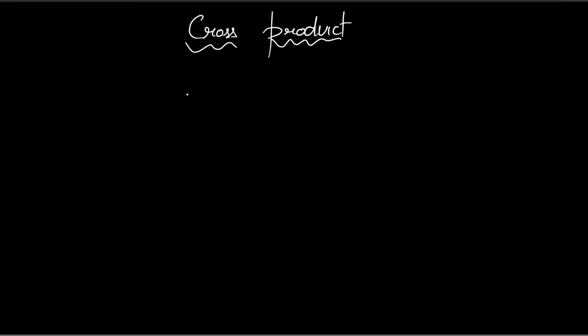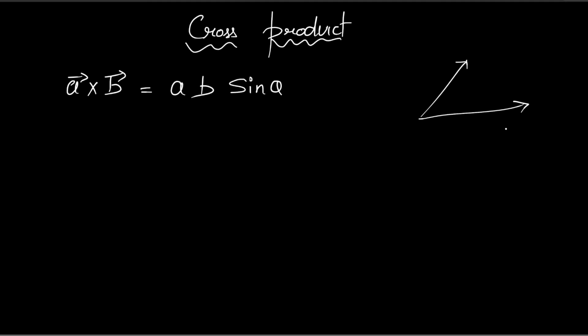Cross product is simply, let me take A cross B. This is nothing but the cross product between the A vector and the B vector, and it is nothing but the magnitude of A, the magnitude of B, and sine theta, the angle between them.